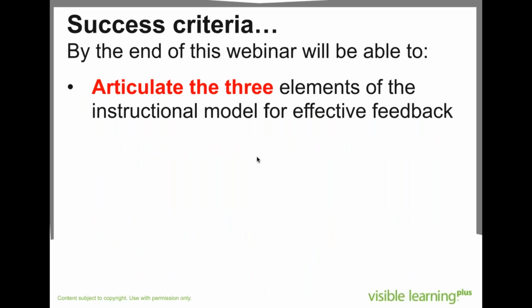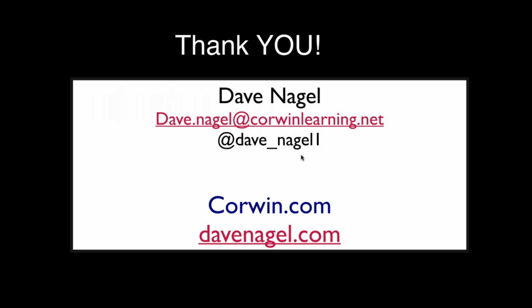So again, our success criteria. By the end of this webinar, hopefully you can articulate those 3 elements of the instructional model of feedback: task, process, self-regulation.